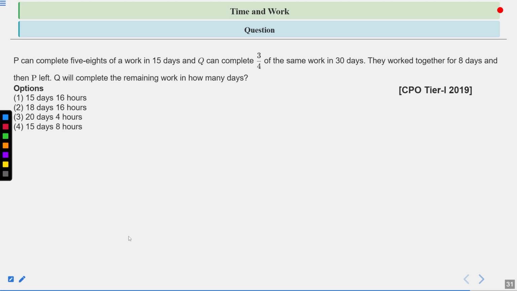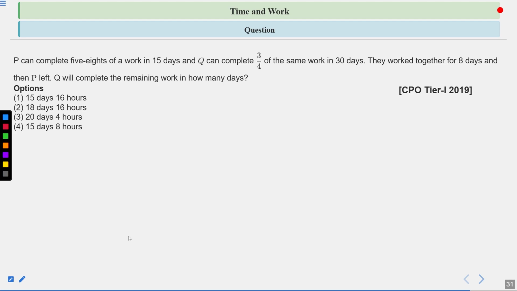P can complete 5/8 of a work in 15 days. Q can complete 3/4 of the same work in 30 days. They work together for 8 days and then P left. Q will complete the remaining work in how many days? This question was asked in the SSC CPO Tier 1 exam in 2019.